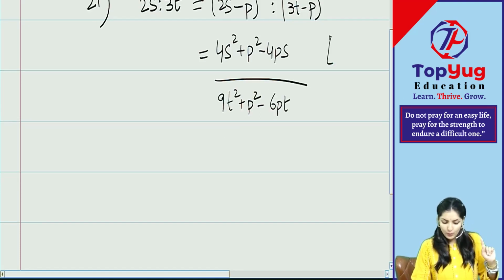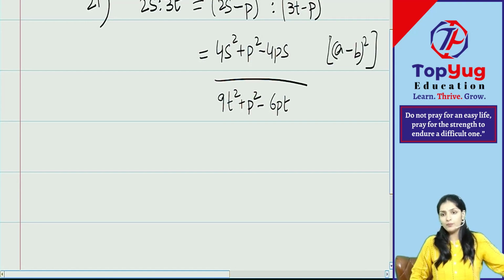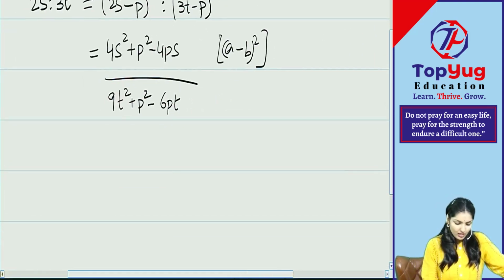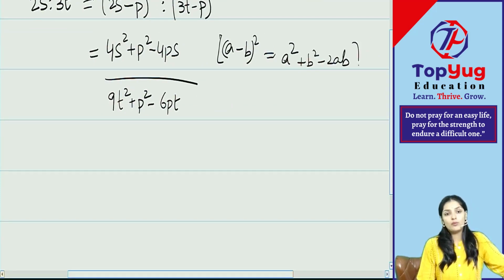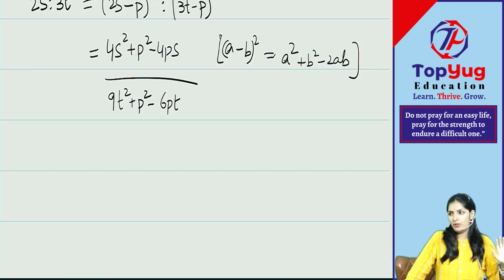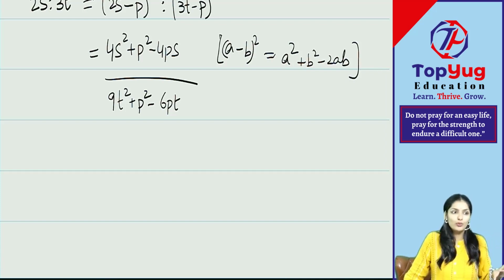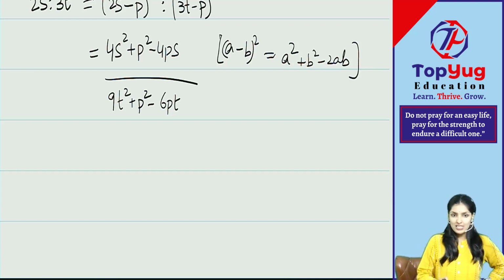I hope you people are aware of this formula. A minus b whole square is equal to a square plus b square minus 2ab. Similarly, if it is a plus b whole square, it is a square plus b square plus 2ab. So I hope you know the formula. I have used the same formula.